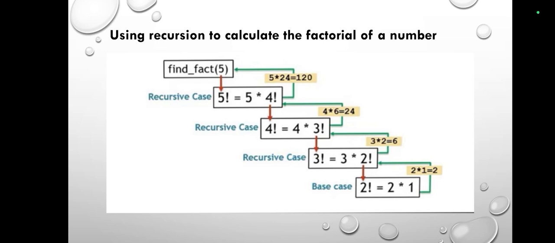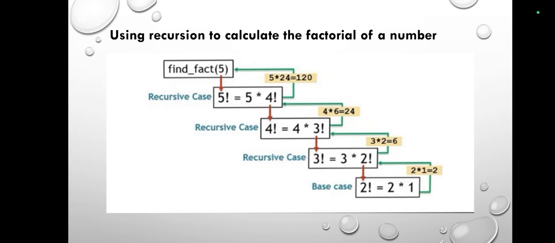Find the factorial of 5. This is the initial call to calculate the factorial of 5. Recursive case: 5 factorial equals 5 times 4 factorial. Here the factorial of 5 is expressed as 5 multiplied by the factorial of 4. This is because the factorial of any number n can be calculated as n multiplied by the factorial of n minus 1. Recursive case: 4 factorial equals 4 times 3 factorial.